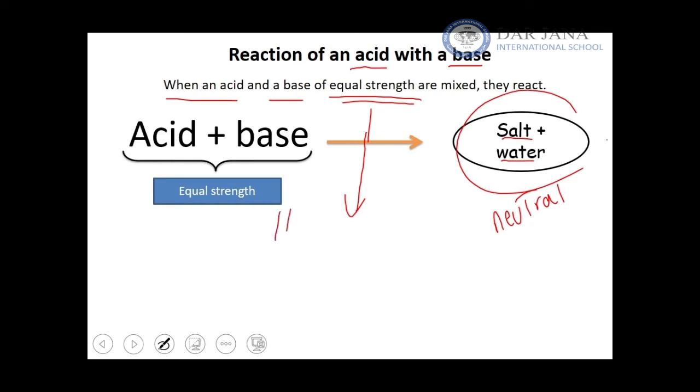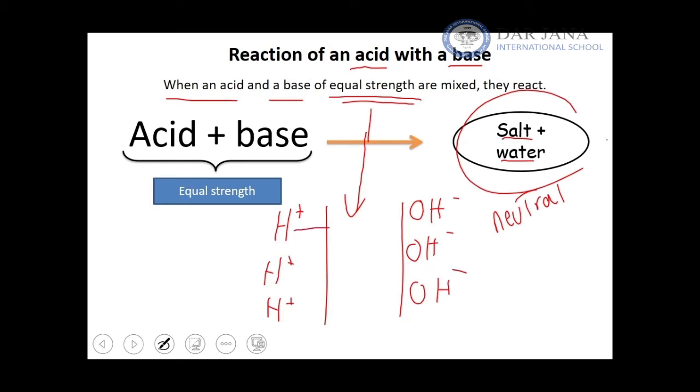How? Again, the strength of an acid is determined by the amount of hydrogen ions it releases, right? So if you have as many hydrogen ions as hydroxide ions, each one will combine with the other and they will cancel each other. So each hydrogen ion will combine with a hydroxide ion and the result will be a water molecule, right? So H plus OH minus equals H2O. Let me write the equation here.